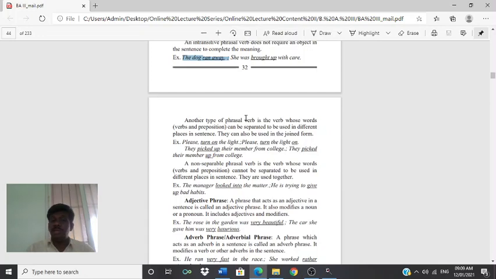And then we learned about separable and non-separable phrasal verbs. There are certain phrasal verbs that can be separated in a sentence or in a phrase, and there are certain non-separable phrasal verbs that cannot be separated from each other. So this is what we learned in this session.